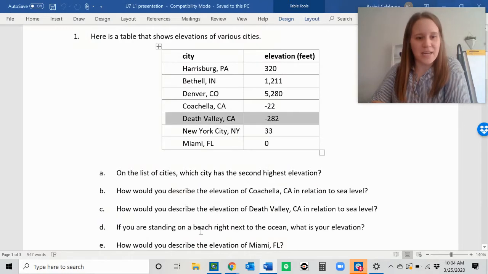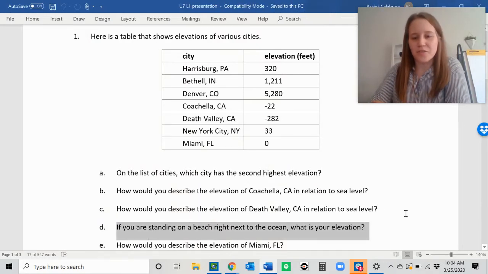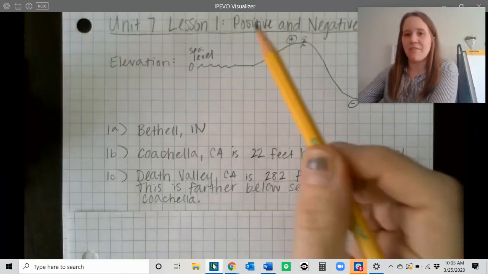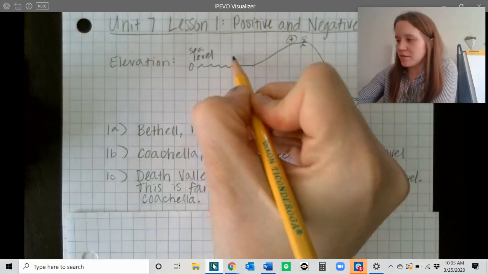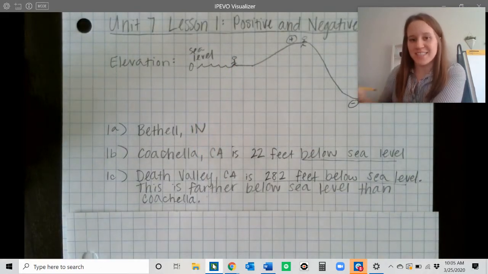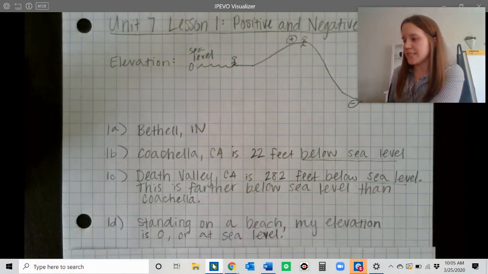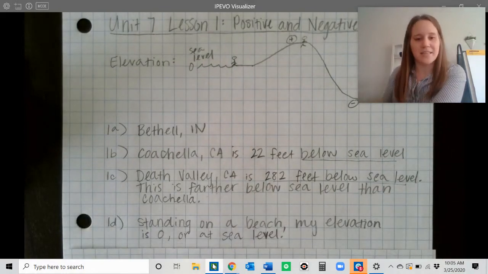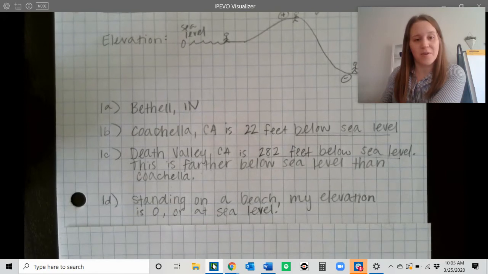All right, here is 1D. If you are standing on a beach right next to the ocean, what is your elevation? I think it's helpful to look back at the picture that we drew. If I'm here at the beach, then my elevation is the same as the beach, which is sea level. So my answer for 1D, standing on a beach, my elevation is 0 or at sea level.